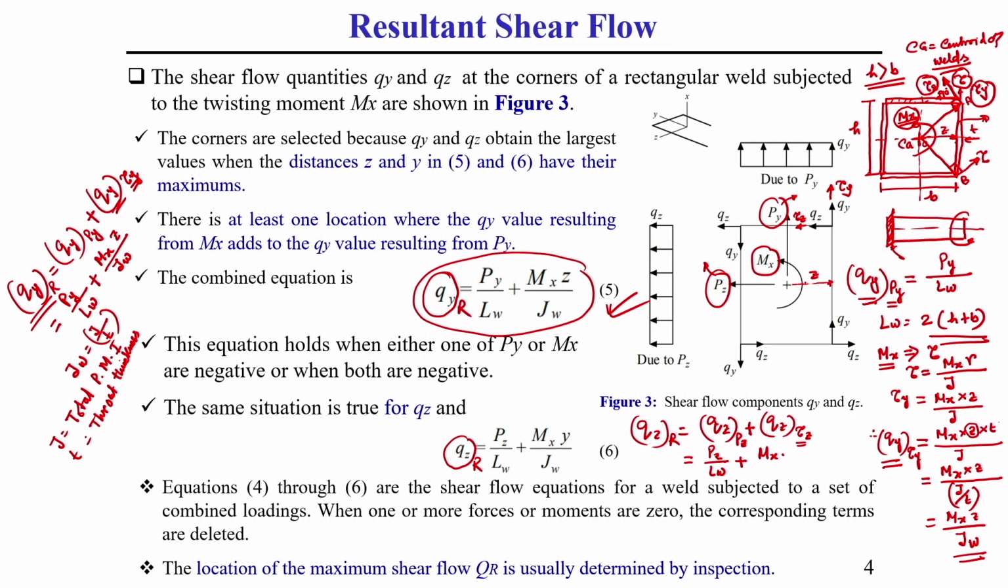So, tau z is the distance from the CG. This is along the y axis, so this distance will be y. That is why here Mx y divided by Zw. What is Zw? Zw is equal to total polar moment of inertia divided by throat thickness. This you should keep in mind. So, this is another component of shear flow we are getting. This is the shear flow along the z direction due to the combined effect of direct force and torsional moment.